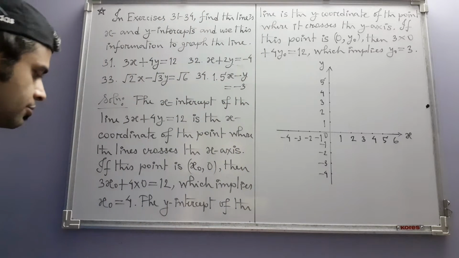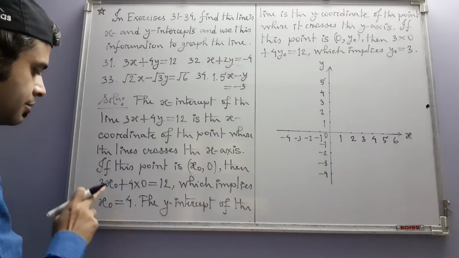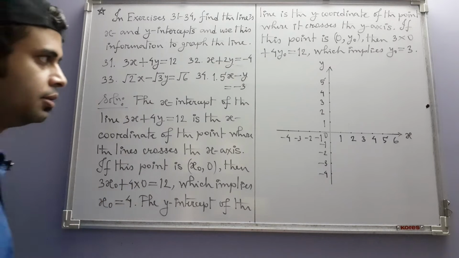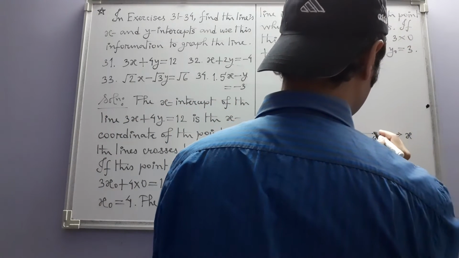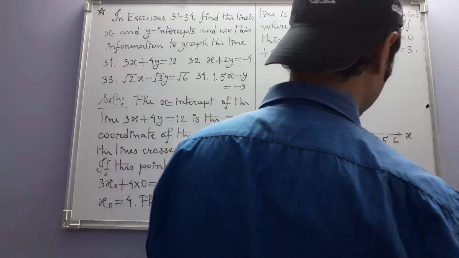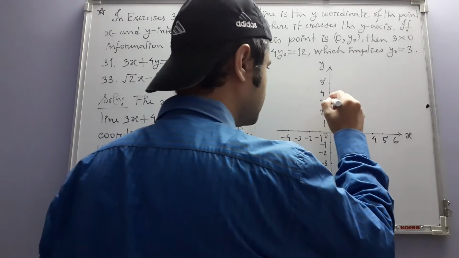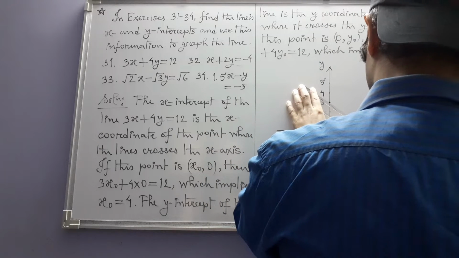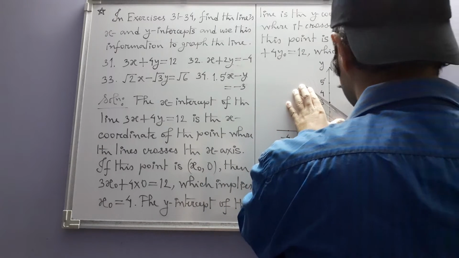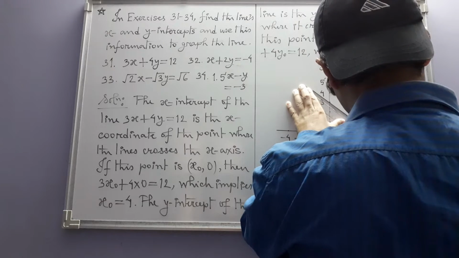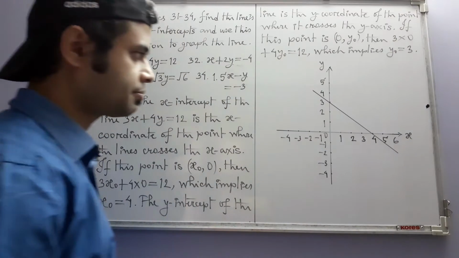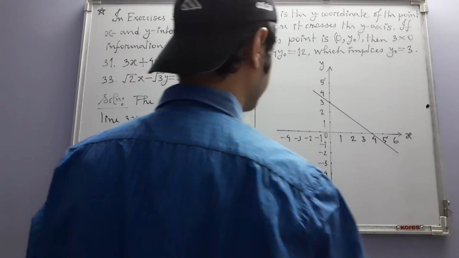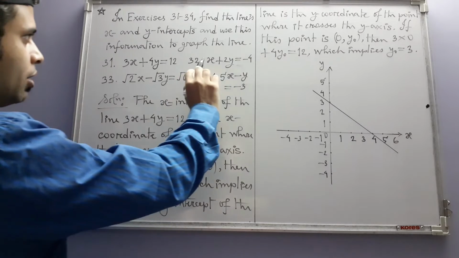Okay, so the line we have now has x-intercept 4 and y-intercept 3. So that means this is the point where the line will cross the x-axis, and this is the point where it will cross the y-axis. So the line will look like this. So just like that, what about this one?